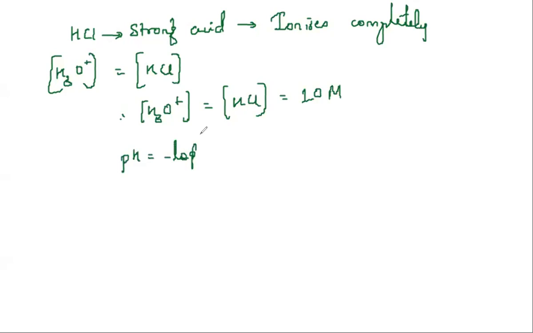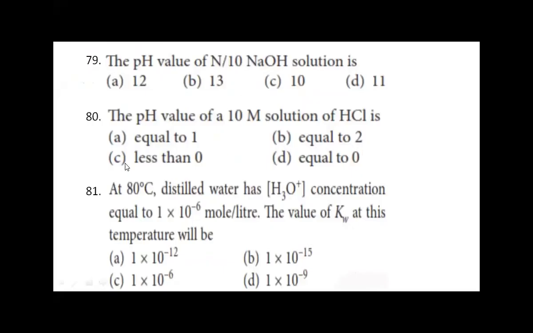pH is negative log of H3O plus ion concentration, minus log of 10. And what is log of 10? It is 1, keep the minus as it is, minus 1. So pH is what? It is minus 1. That means it is less than 0. Yes or no? So let us see which value holds good. Equal to 1, equal to 2, no. Less than 0. Yes, it is less than 0. That is, it is minus 1. Yes? Okay.